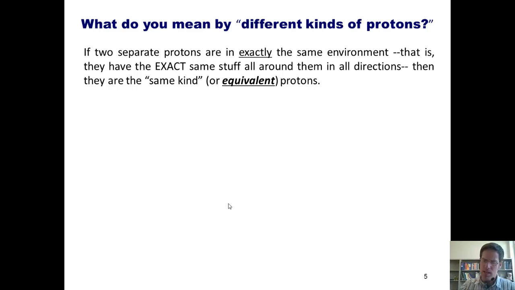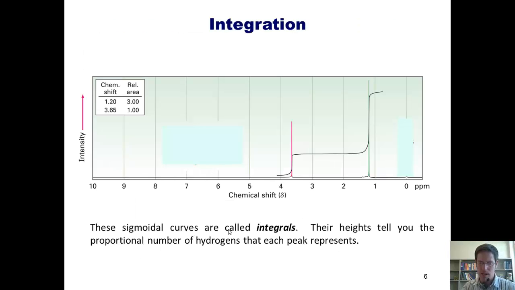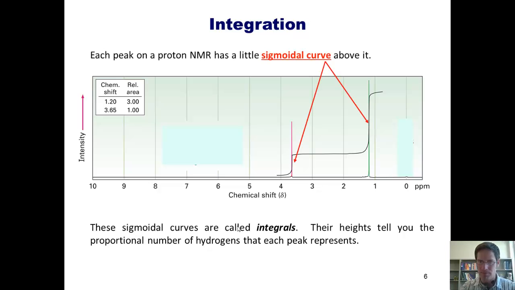You should already understand this, of course, but to put your knowledge to the test, I ask you, how many different kinds of protons are there in each of the following molecules? The answer to each of those questions tells you how many different signals you'll see in the proton NMR for those molecules.